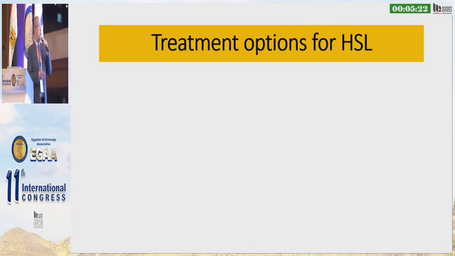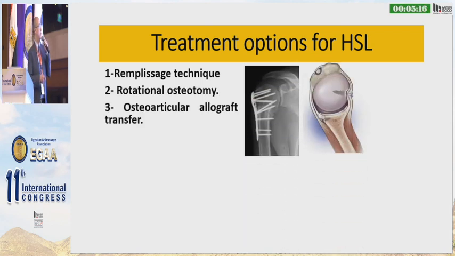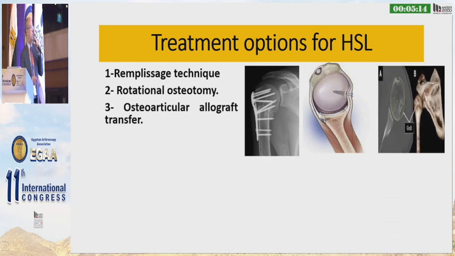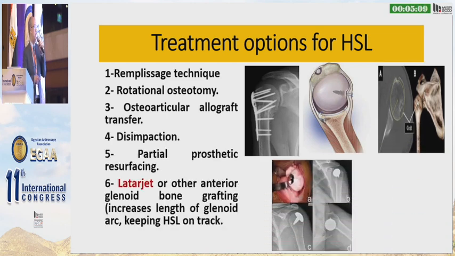So our treatment options for the Hill-Sachs lesion are the remplissage, the rotational osteotomy, the osteoarticular allograft transfer, the disimpaction, a partial prosthetic resurfacing, and finally the Latarjet or any other glenoid grafting procedure to increase the length of the glenoid arc to keep the Hill-Sachs lesion on-track.